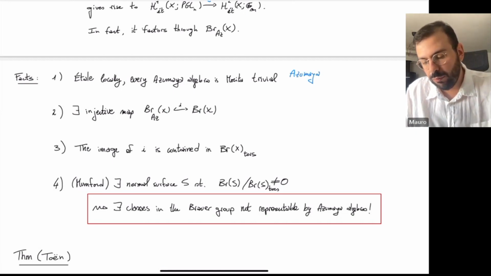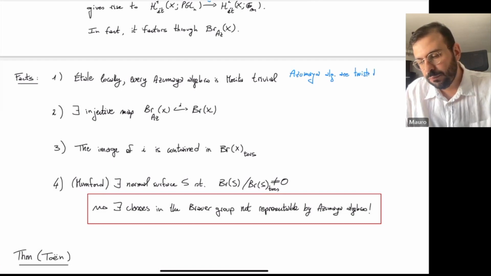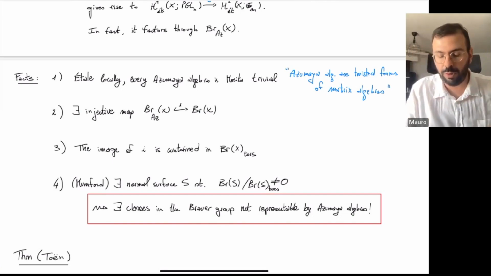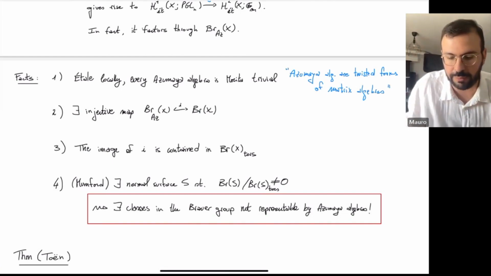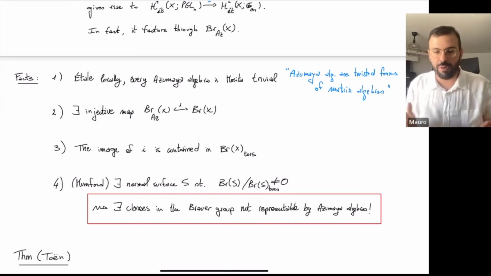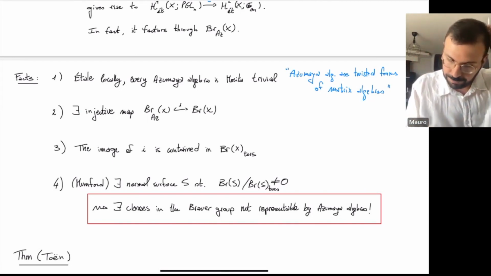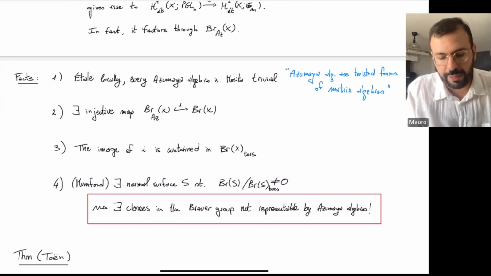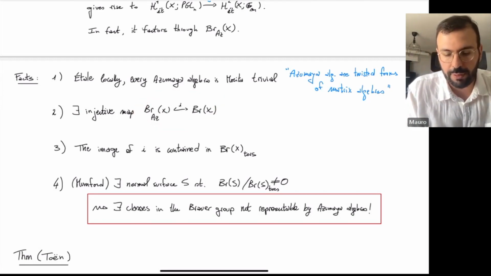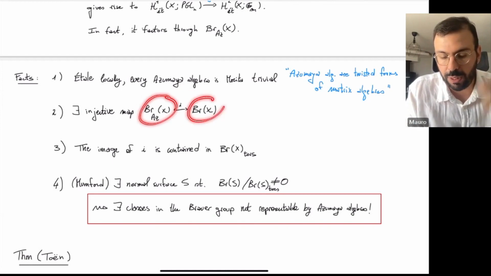Sometimes people say that Azumaya algebras are twisted forms of matrix algebras. So locally, they look like matrix algebras, but they glue up in a non-trivial way, just like vector bundles glue up in a non-trivial way starting from trivial bundles. There exists an injective map that goes from the Brauer-Azumaya group into the Brauer group.